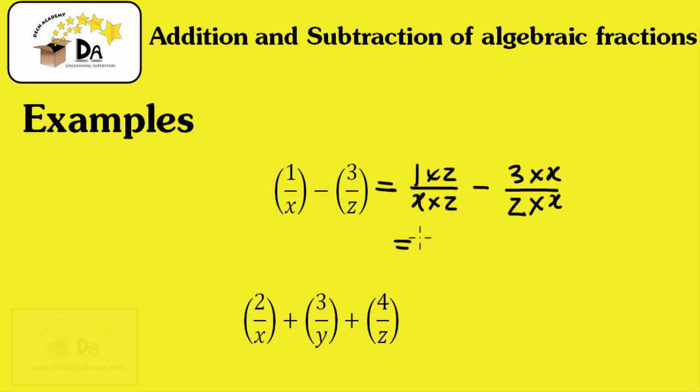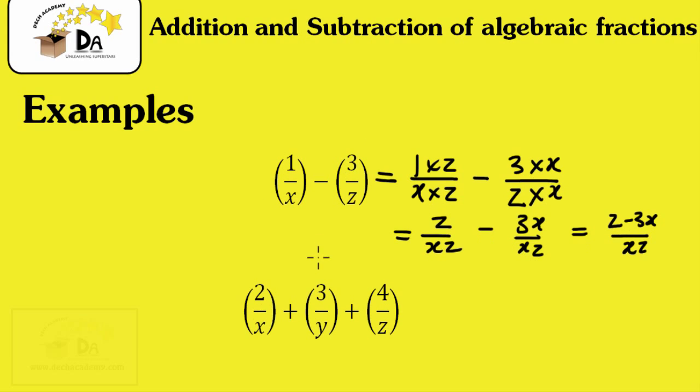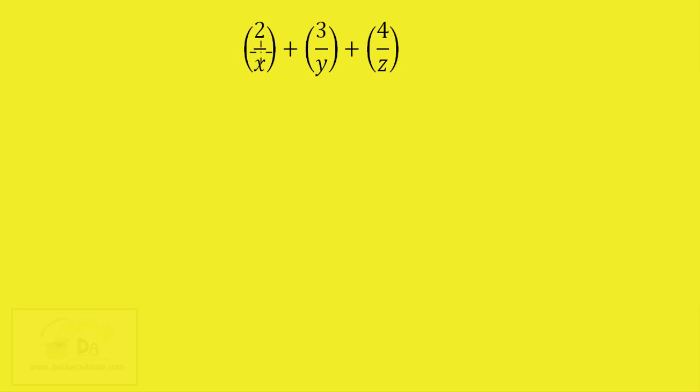This gives z over xz minus 3x over zx, which is the same thing as xz. And this simplifies to give a fraction whose denominator is xz and whose numerator is z minus 3x. As you can see, we now have two fractions whose denominators are the same. We started with two fractions who had different denominators. So now to the next example. This time we have three fractions and none of them share a common denominator.